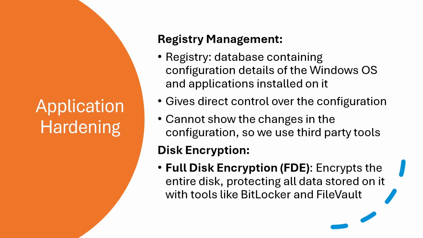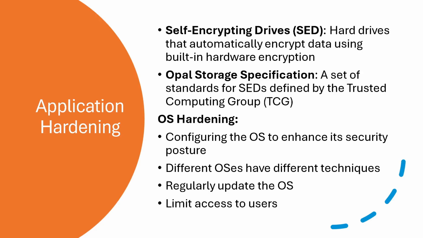Disk encryption. Full disk encryption. It encrypts the entire disk, protecting all data stored on it. Common tools for FDE or full disk encryption include BitLocker and FileVault. Self-encrypting disks or SED. These are hard drives that automatically encrypt data using built-in hardware encryption. Opal storage specification. It is a set of standards for SEDs defined by the Trusted Computing Group or TCG to ensure interoperability and security.